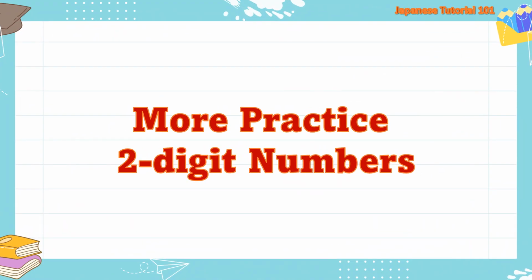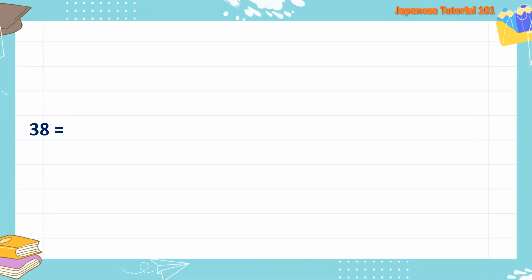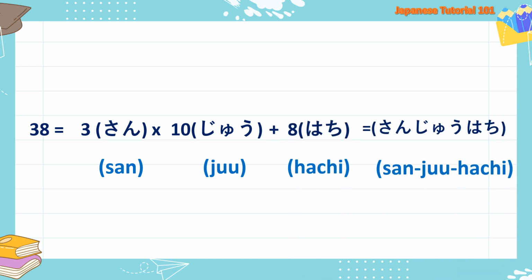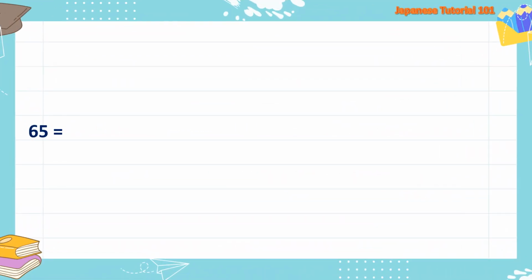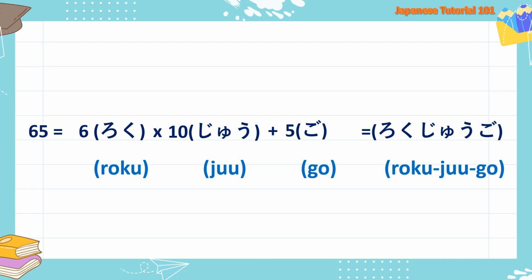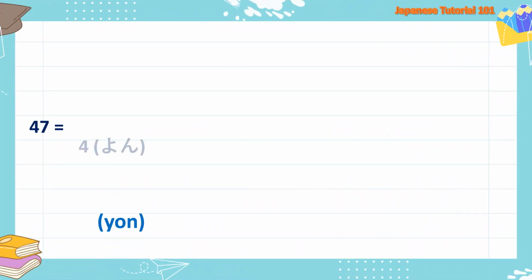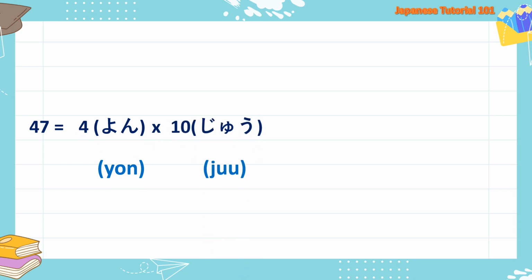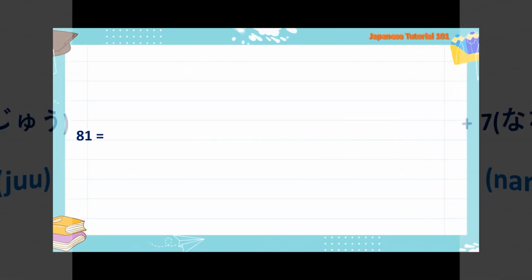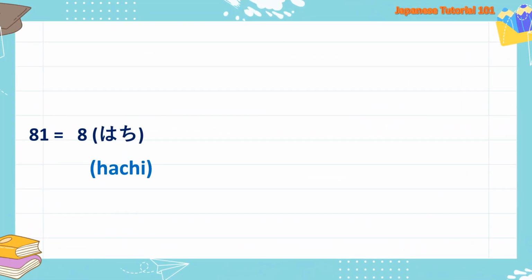Now let's practice more two-digit numbers. 38. 3 times 10 plus 8. 38 is 38. 65. 6 times 10 plus 5. 65. 47. 4 times 10 plus 7. 47. 81. 8 times 10 plus 1.